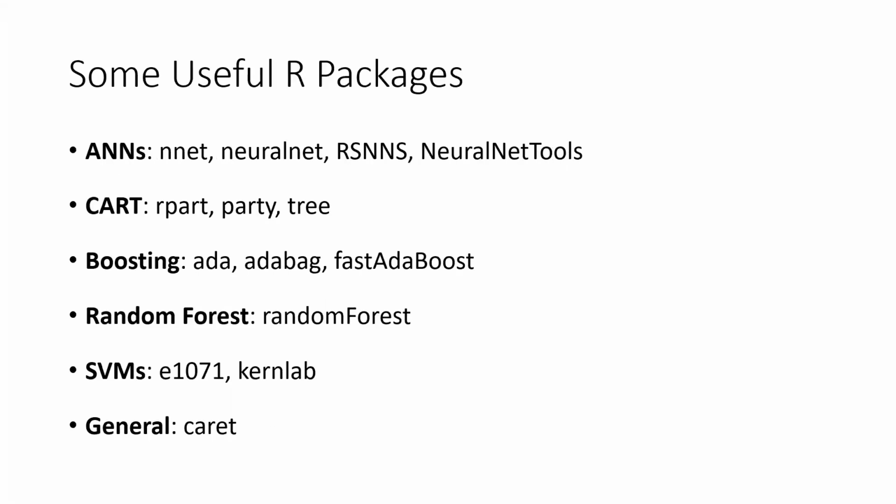Here's the list of R packages that were considered and used in this talk. So nnet, neuralnet, RSNNS, and neuralnettools were used for ANNs. rpart, party, and tree were all used for CART. AdaBag and fastAdaboost are used for boosting. Random Forest, and there are others. Random Forest was the only one I used in this, but there are lots of Random Forest packages.